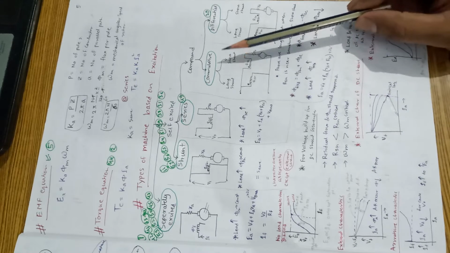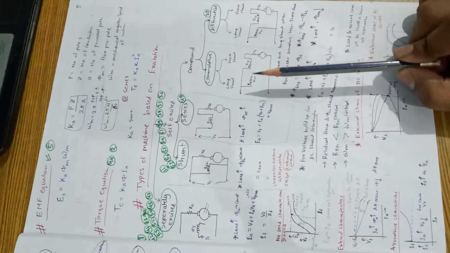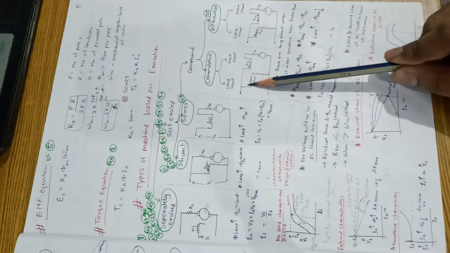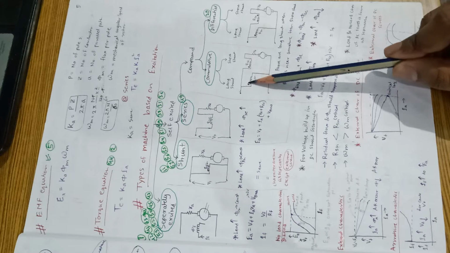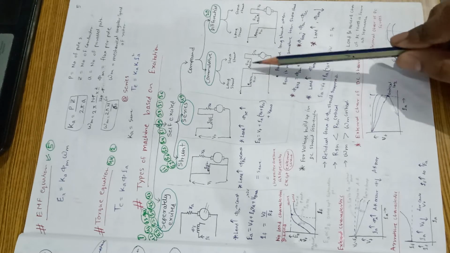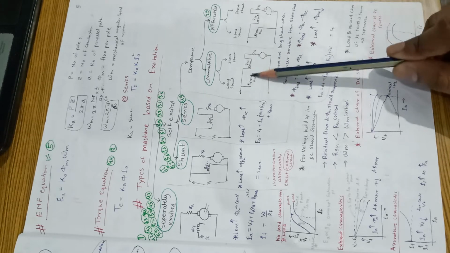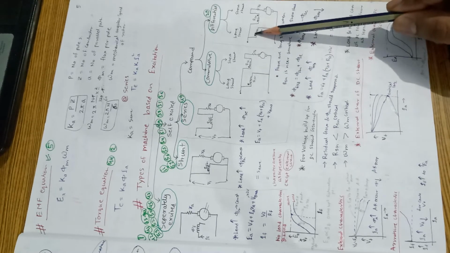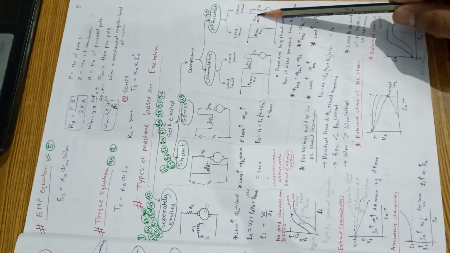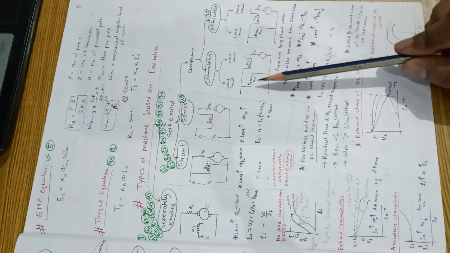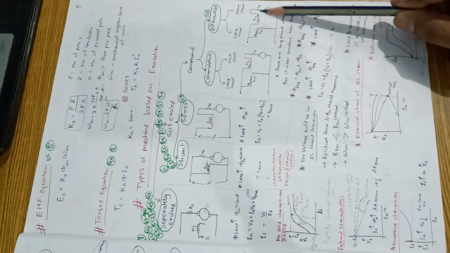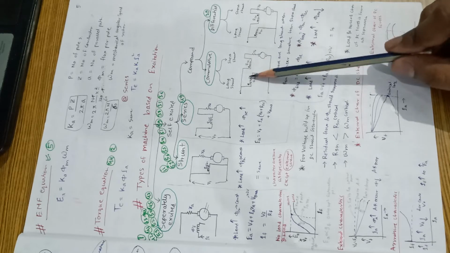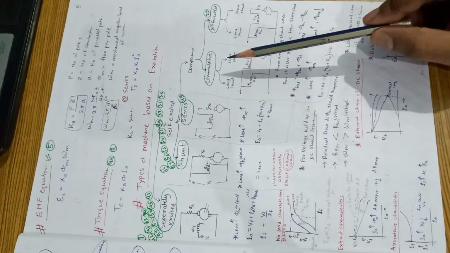And when we talk about their diagram, this is the diagram. When the fluxes are added, that is cumulative. If we see the field this way, then it will get added. Here it is subtracted, because of the dot point here, so it gets subtracted. So overall flux will decrease in case of differential, and overall flux will increase in case of cumulative.